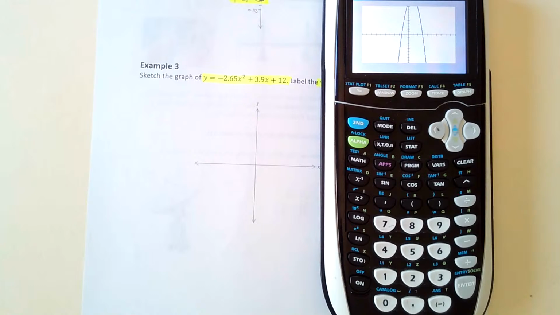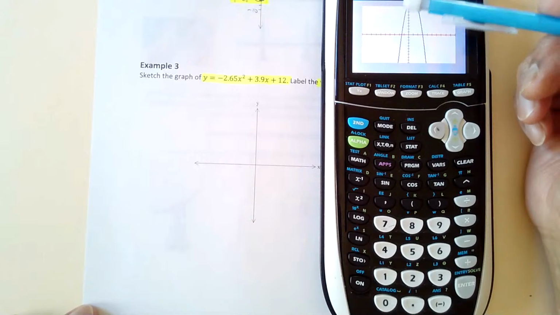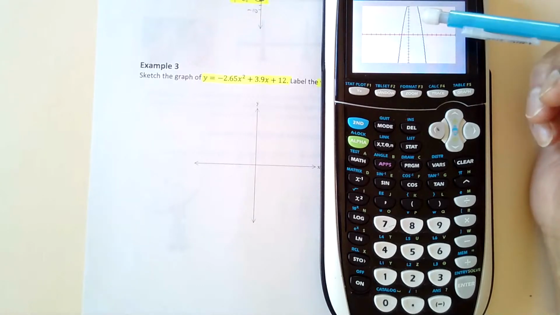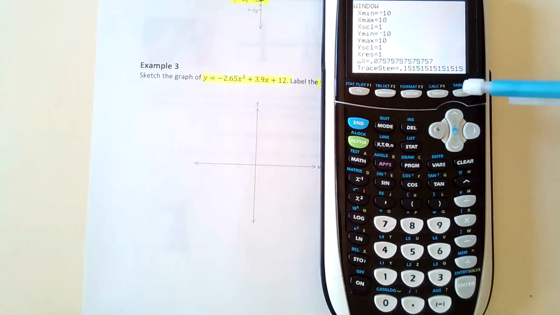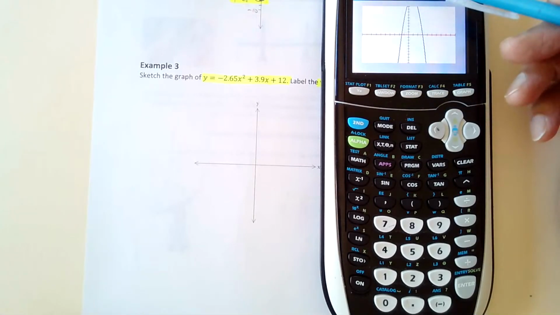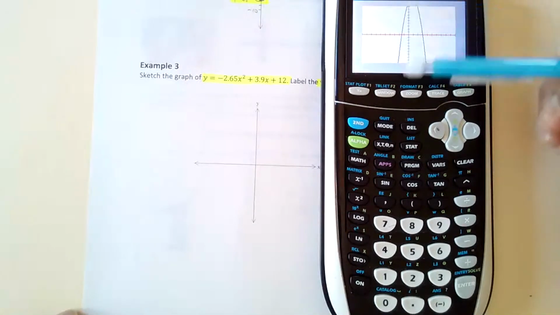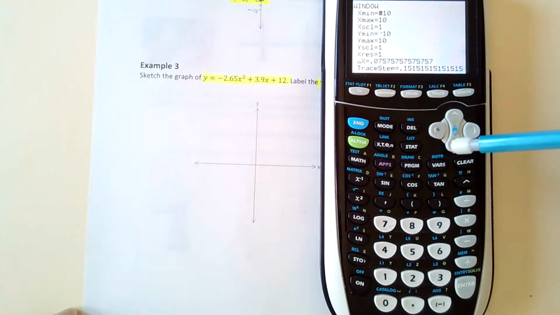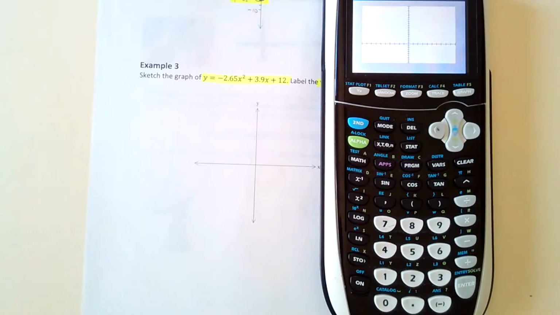Notice this graph is going down. But I'm not seeing my maximum point here. The top part is cut off, my window is restricted. So I need to go to my window button and increase my y maximum because it's going much higher than positive 10 on the y-axis. So change my y maximum to maybe 20. Just guess an estimate. And there you can see a complete graph.